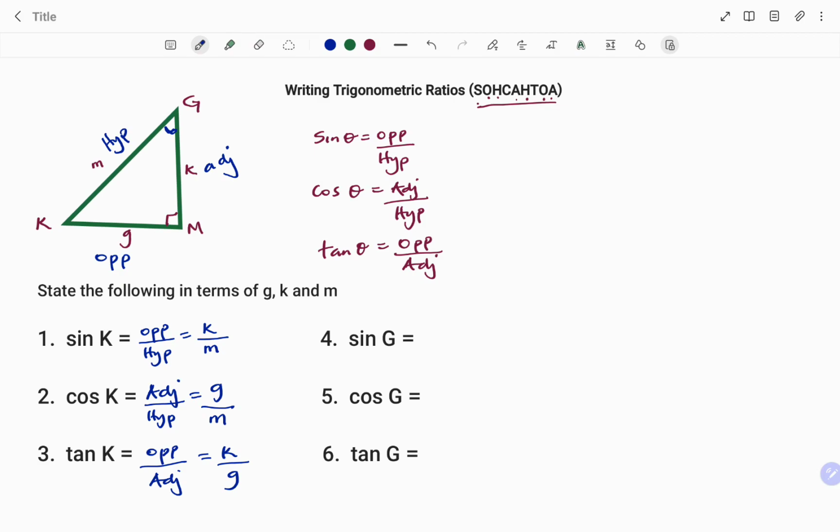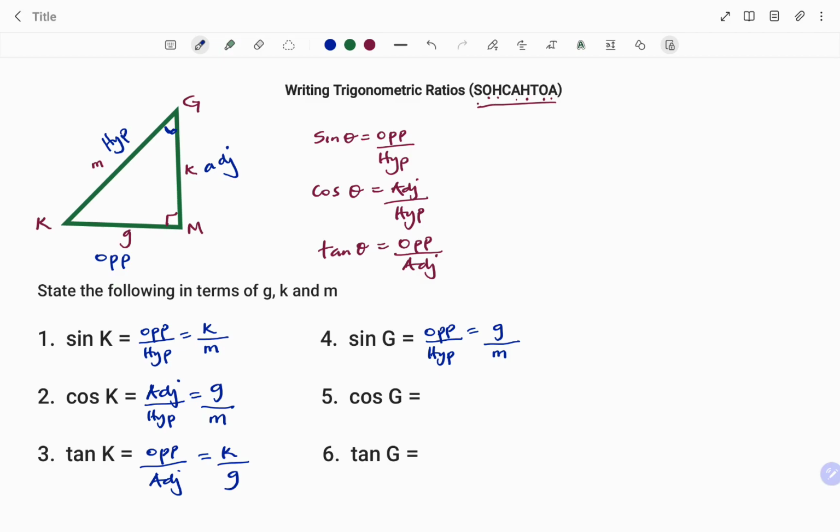We have sine of G. Sine is opposite over hypotenuse, as shown in our acronym SOHCAHTOA. And what that gives us now, our opposite is G over hypotenuse M. Like I said, the hypotenuse remains constant.